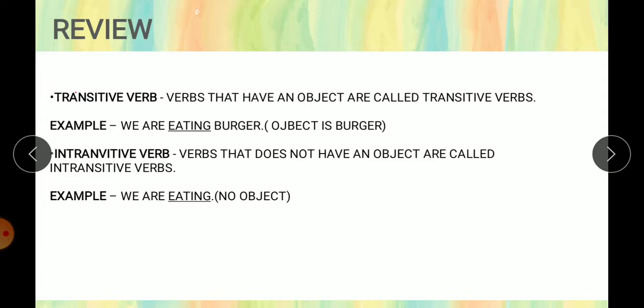Intransitive verbs वाली जो sentences होंगी, what is that? Verbs that do not have an object are called intransitive verbs. अगर verb के बाद कोई object नहीं है, then it is intransitive. Like, we are eating. यहाँ पे कोई object नहीं है. We are eating what? नहीं पता. So there is no object. So it is intransitive. So in transitive there is an object and in intransitive there is no object.